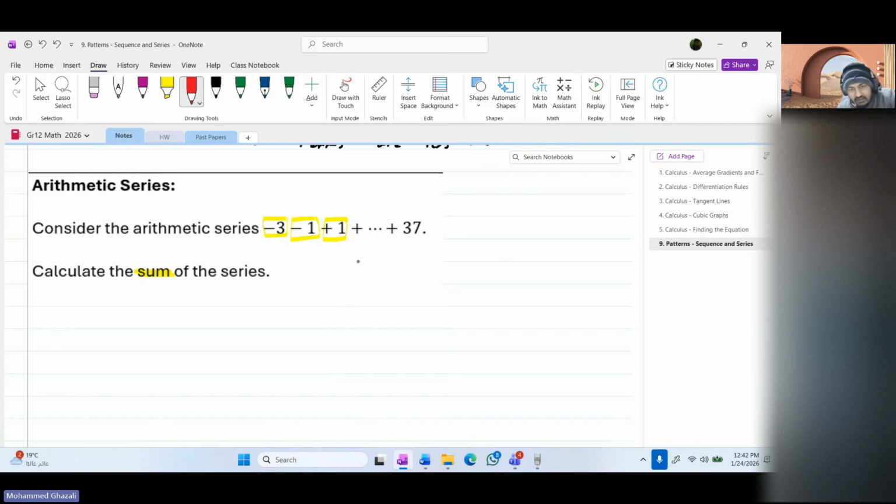So we're going to start by saying, okay, Tn is equal to a plus (n minus 1)d, and that must be equal to 37. Why are we doing this? We want to find the number of terms. So the value of a is negative 3, as we can clearly see.